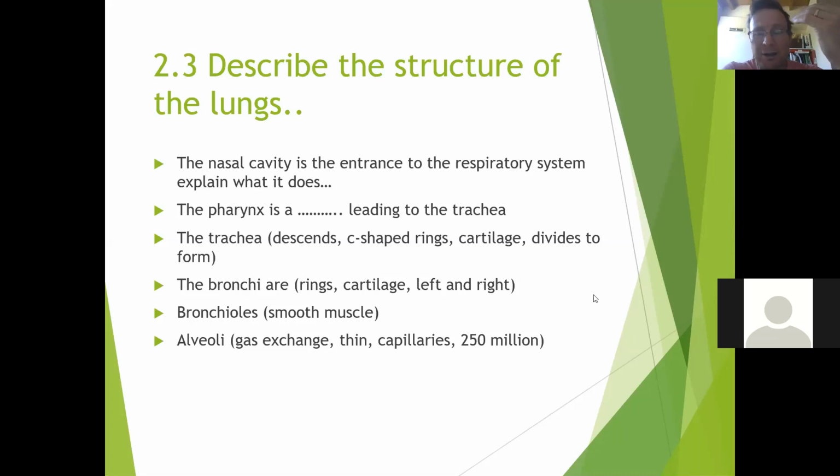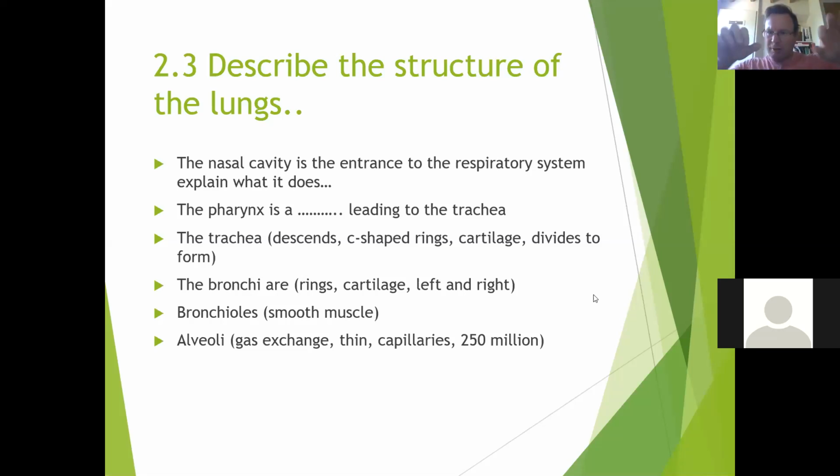The pharynx is essentially a tube that leads to the trachea. This is the back of the throat, so it doesn't play a huge role in breathing other than just being a tube. We talked about the structure of the trachea. The words I got you to use last time were here. It descends into the chest. It's made out of C-shaped rings of cartilage, and it divides at the bottom to form these bronchi. The bronchi are two tubes, one either side, made out of rings of cartilage.